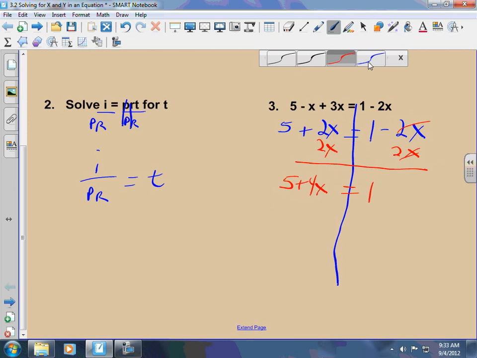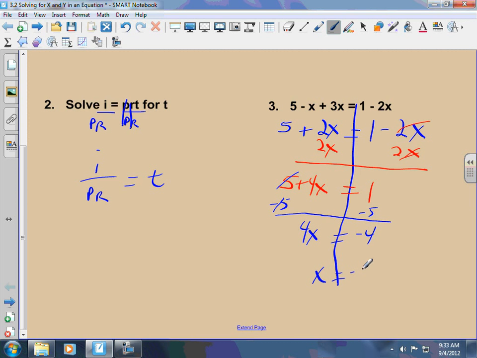Now I subtract 5. I'm going to move my 5. This cancels. 4x equals negative 4. Divide both sides by 4. X equals negative 1.